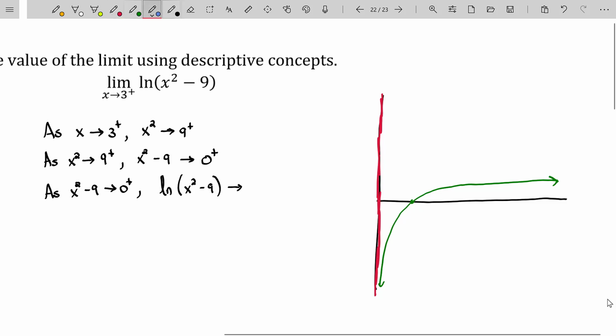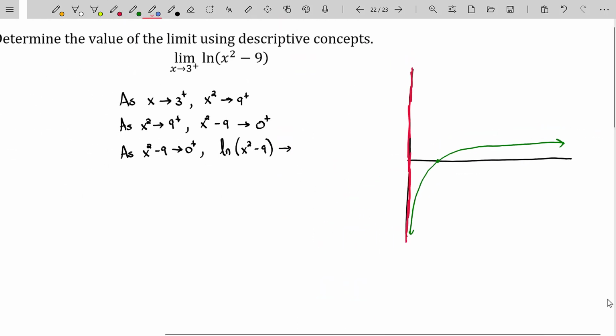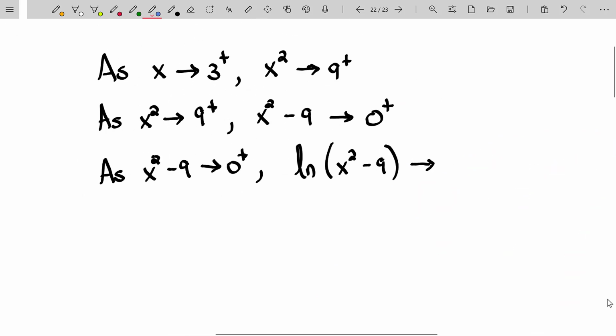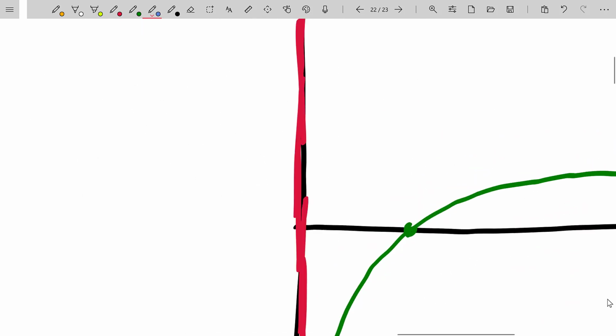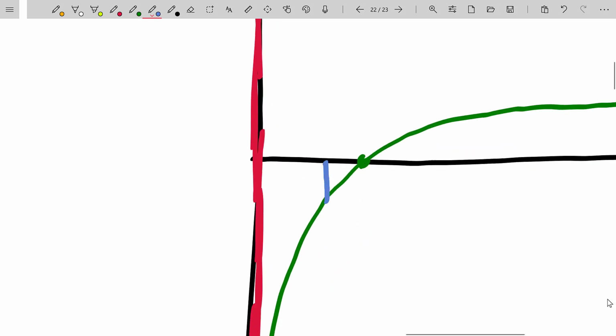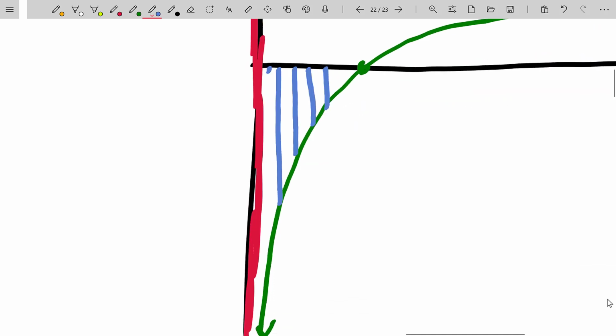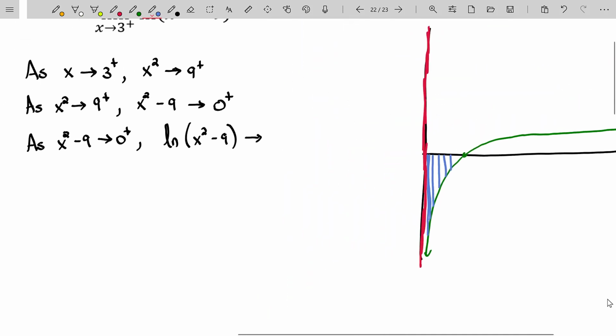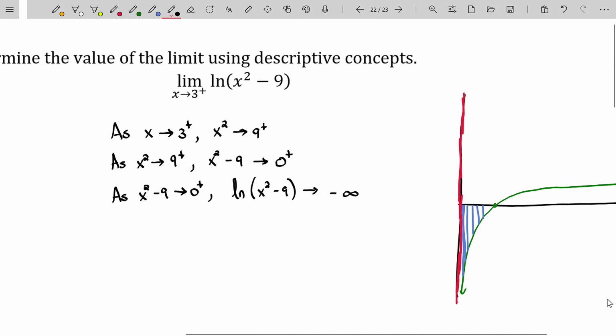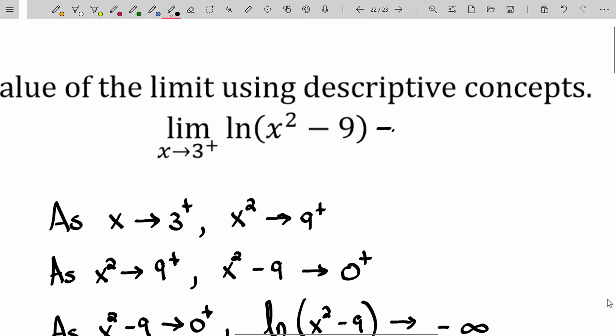And as our inputs approach 0, because that's what's happening here, x squared minus 9 is approaching 0, but from the right-hand side, our outputs, our y values, are dropping down forever to negative infinity. They just keep falling and falling and falling. So that means that our logarithmic function is tending to negative infinity, which means that our limit, in this case, exists and it's negative infinity. Notice that I said it exists and it is negative infinity.